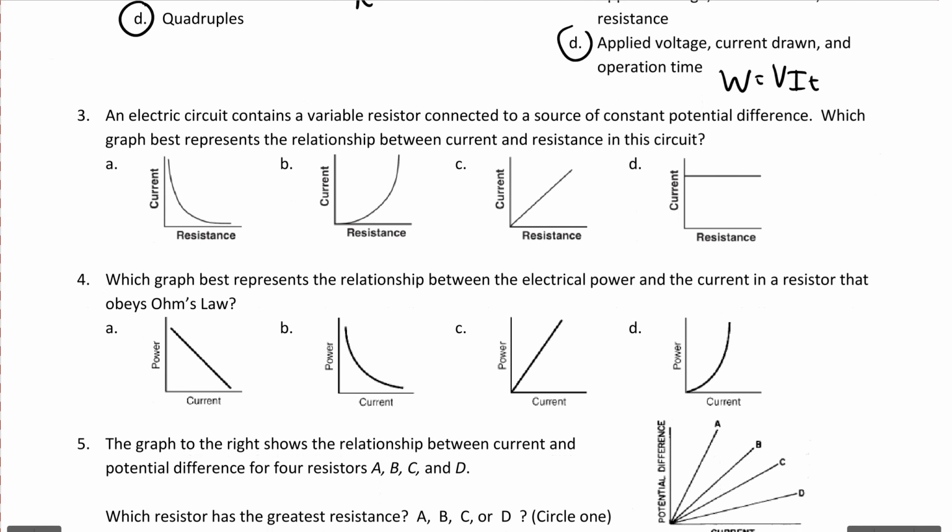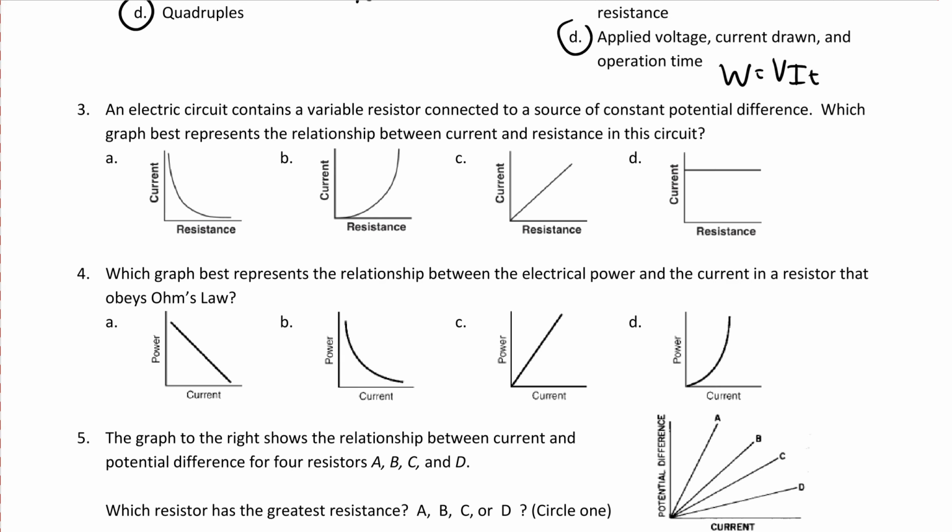Okay, number 3. An electric circuit contains a variable resistor connected to a source of constant potential difference. Which graph best represents the relationship between current and resistance in this circuit? Okay, so it's another relationship problem, but now we're looking for a graph. They want to know between current and the resistance. So that's I. How is I related to R? And it's a constant potential difference, so also V is being held constant here. So that has to be part of our relationship, the equation that we're going to look at.